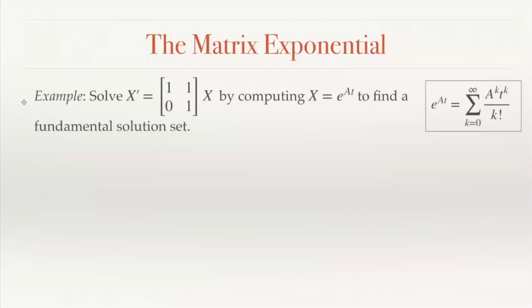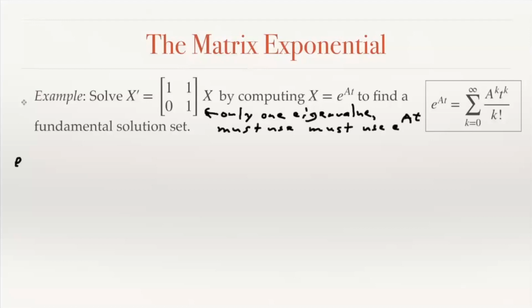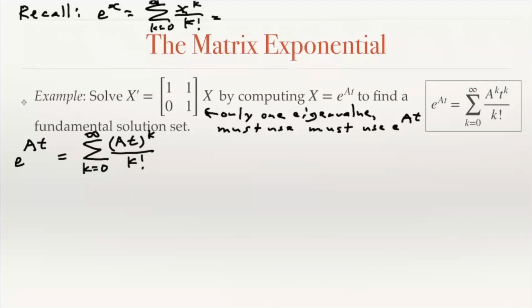Okay, let's do an example computing a matrix exponent. So x prime equals the matrix 1, 1, 0, 1 times x. This is the guy where we did that example and it has only one eigenvalue, and therefore the eigenvalue eigenvector method doesn't work, and we must use matrix exponentiation. Let's try doing this by plugging directly into the Taylor series. So e to the at, that is the sum from k equals 0 to infinity of at to the k over k factorial. That's just plugging into the Taylor series for e to the x, which remember is the sum of x to the k over k factorial.